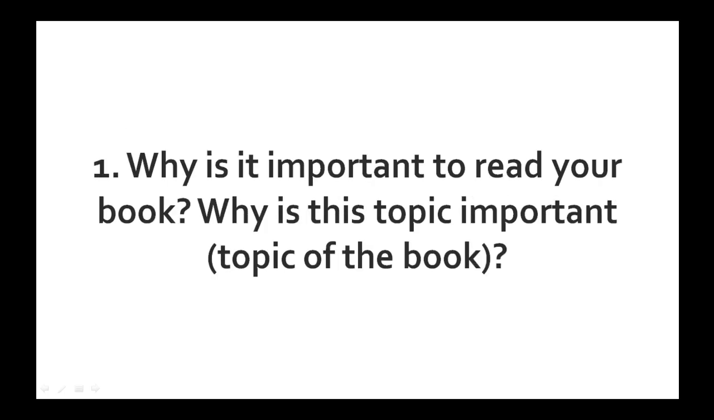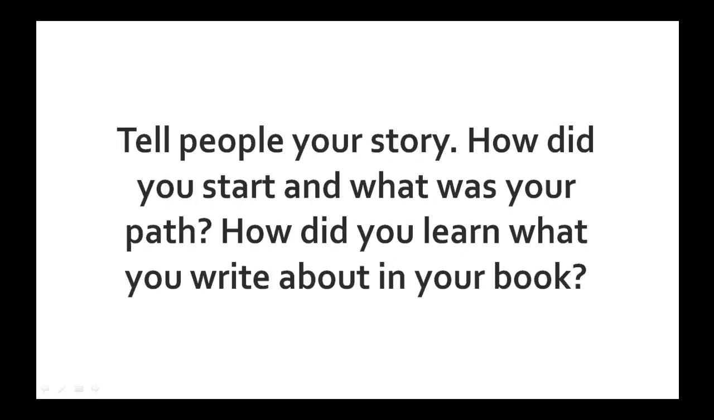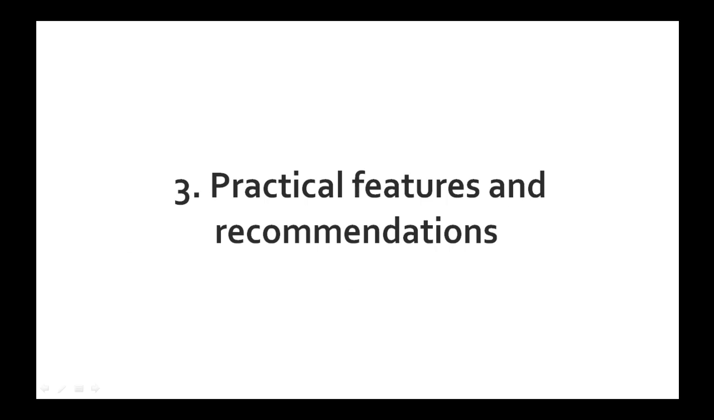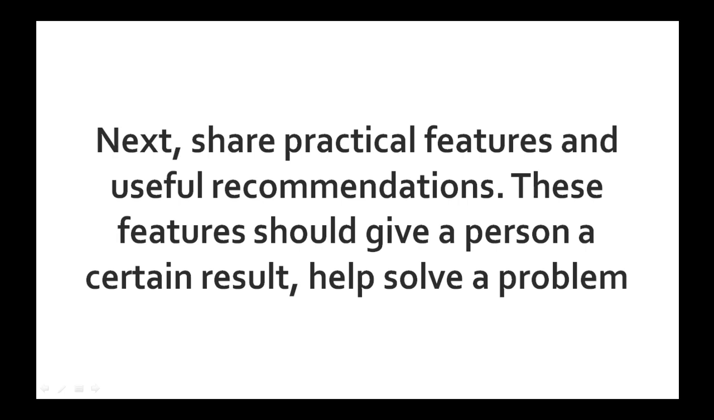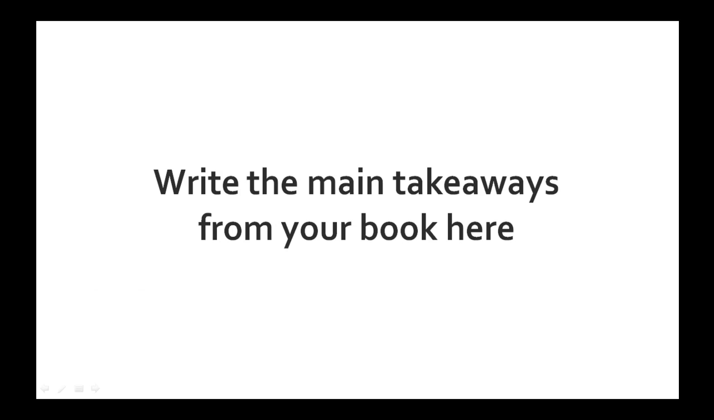So, take a blank piece of paper and write an outline for your book, which should reflect the following important points. First, why is it important to read your book? Why is this topic important? Topic of the book. Second, your story. Tell people your story. How did you start and what was your path? How did you learn what you write about in your book? Third, practical features and recommendations. Next, share practical features and useful recommendations. These features should give a person a certain result, help solve a problem. Fourth, the final part of the book. Write the main takeaways from your book here.